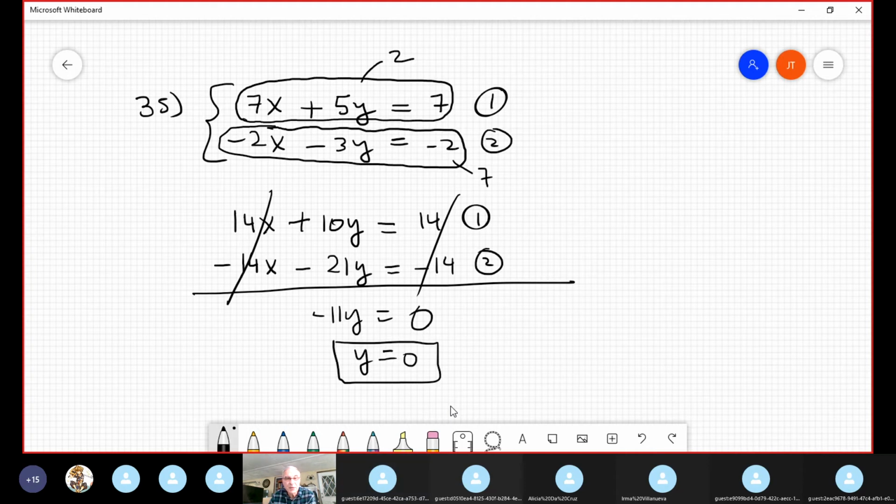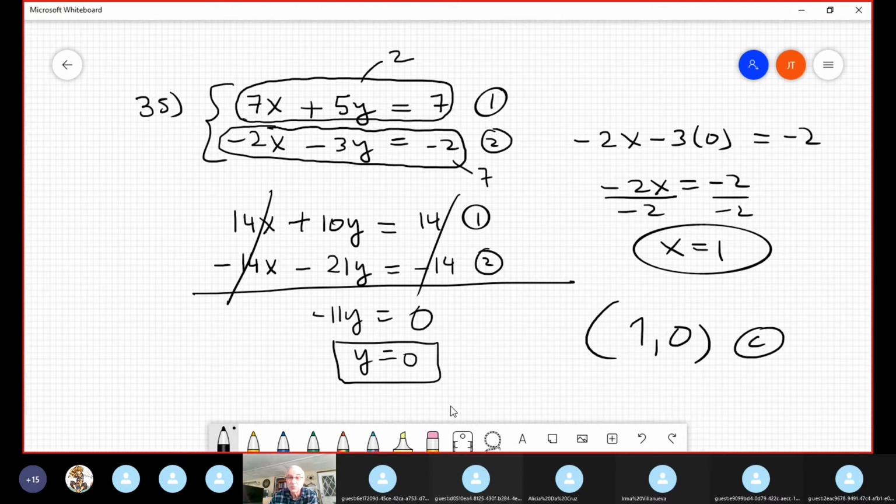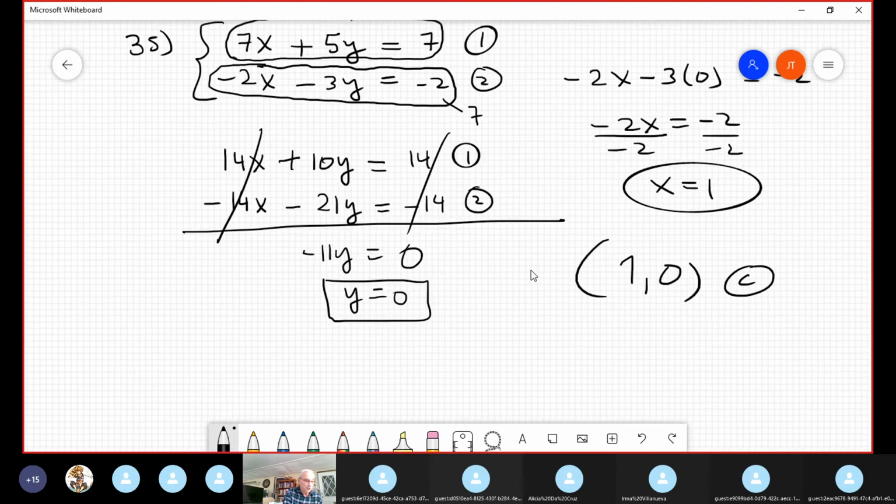In order to find the x value, what equation do you recommend? Second one. Very well. Minus 2x minus 3 times 0 equal minus 2. Any number times 0 is 0, it disappears, it's invisible. Minus 2x equal minus 2, divided by negative 2 on both sides, x equal 1. And the solution is 1, 0. And 35 is the option C. Super.